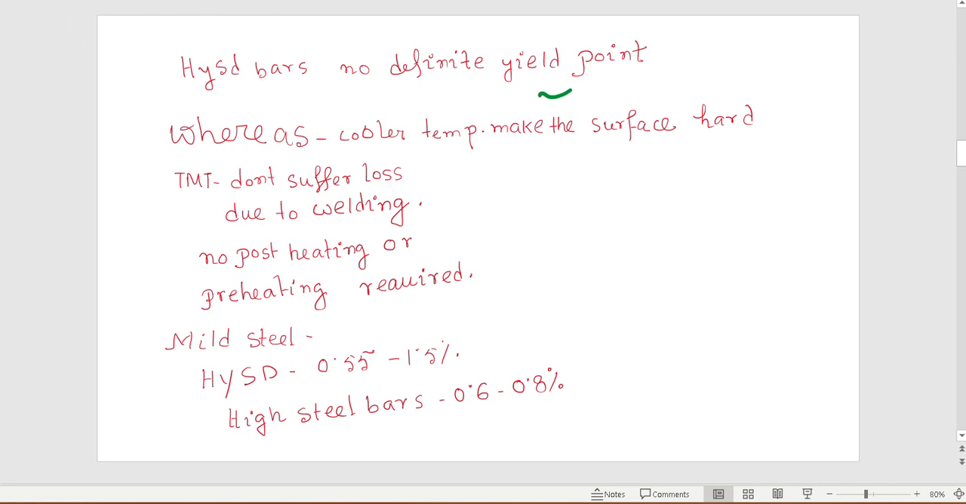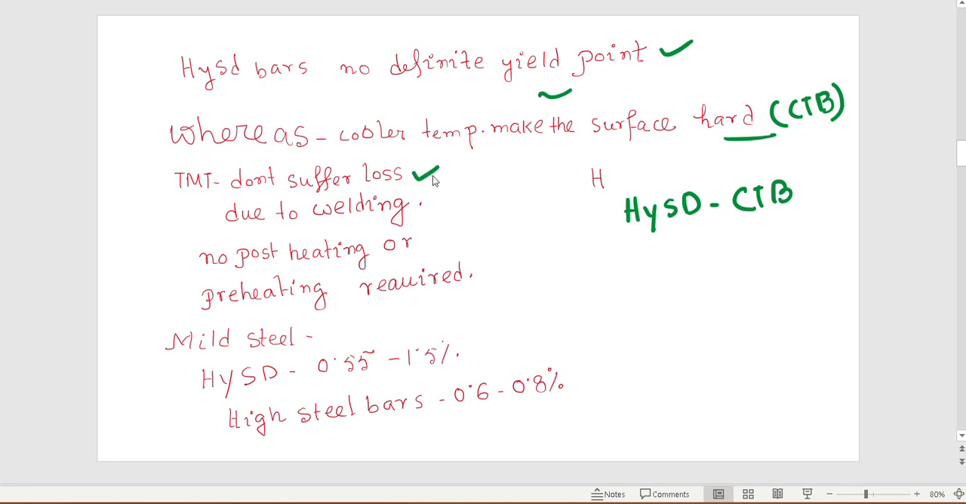So let us check, as there are some discussions I have had about the HYSD bar and cold twisted bar. The HYSD bar has no definite yield point, whereas cooler temperature makes the surface hard. This property is generally used for CTB bars, and twisting is done to get more strength when it is used for construction purposes.